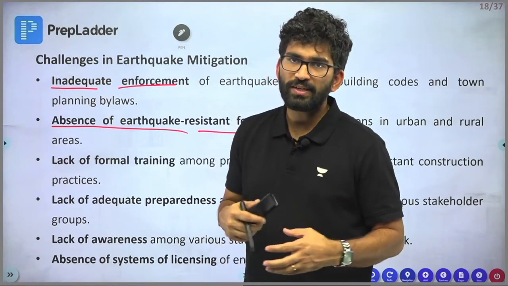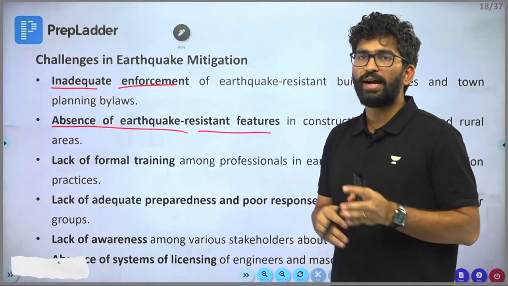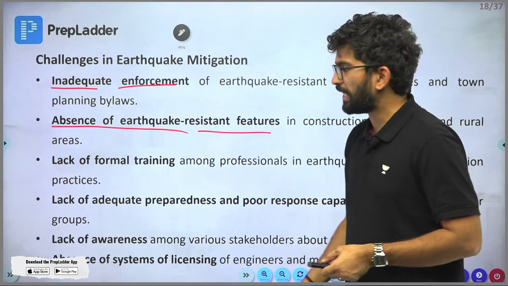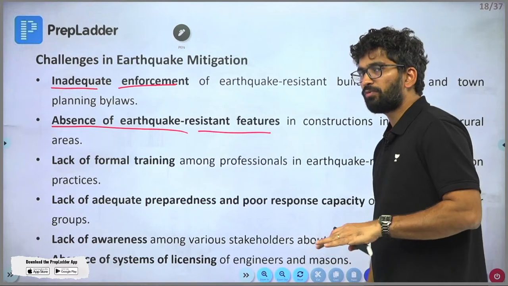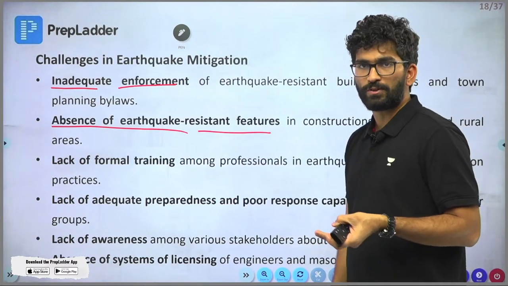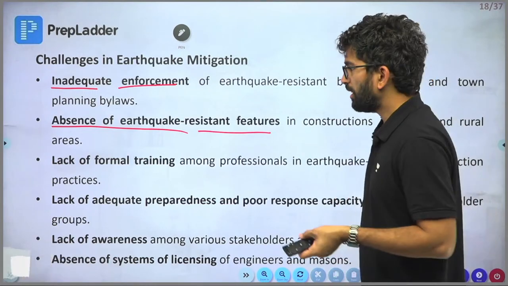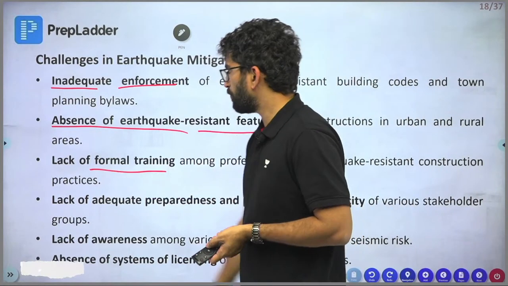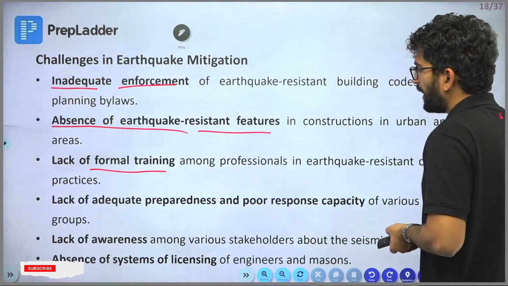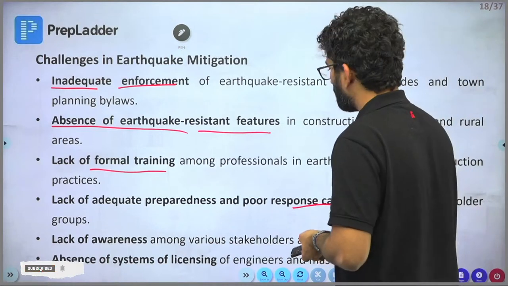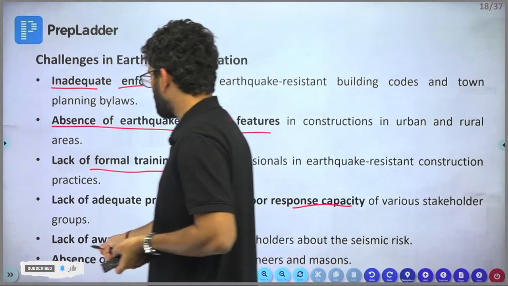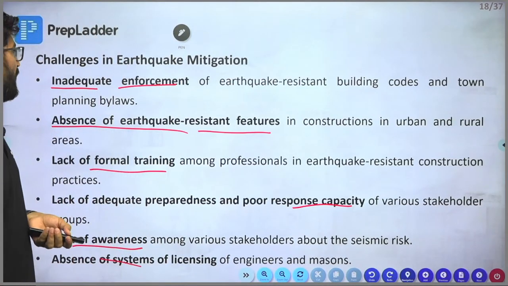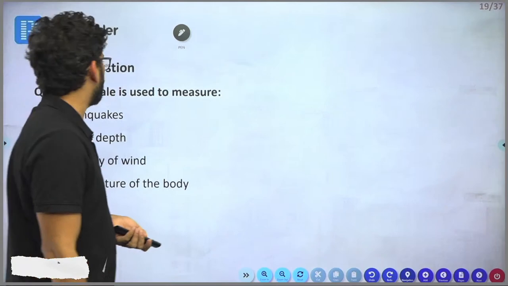This is the reason the house which they end up making does not follow the earthquake resistant norms. That is one of the problems. Whenever an earthquake comes, that house may collapse first because of lack of understanding about earthquakes. So lack of formal training is also one of the issues. Lack of adequate preparedness and poor response capacity, and along with that, lack of awareness of various issues as well. These are the problems of earthquake mitigation.